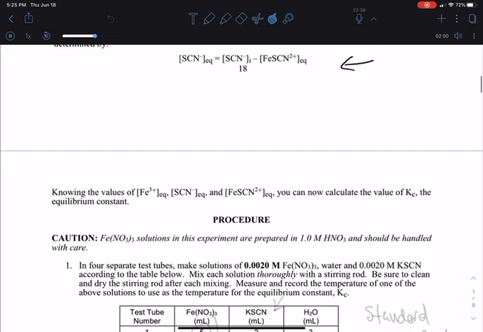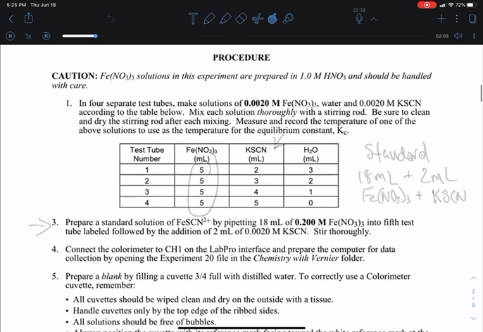So following the procedure, we would make up these 4 separate concentrations. Notice that the concentration of the thiocyanate is what's changing. We're increasing it with each trial. And we're also making a standard solution with 18 milliliters of the iron plus 2 milliliters of the thiocyanate.